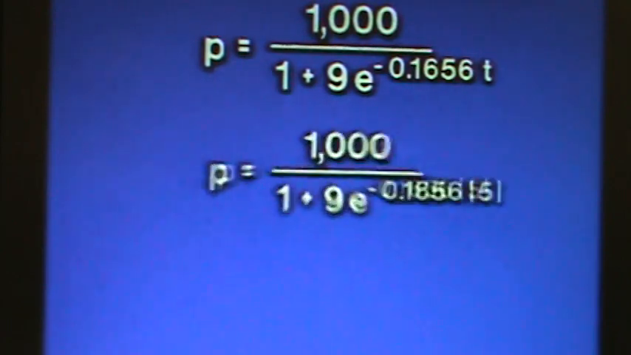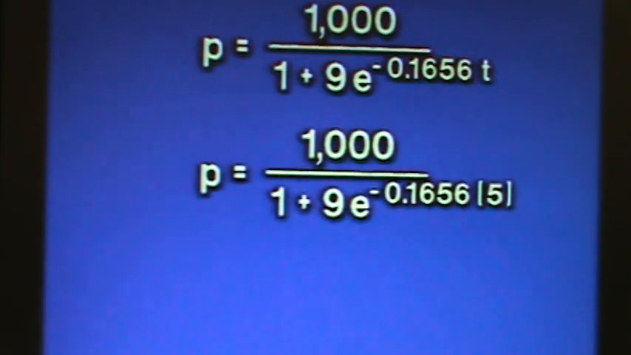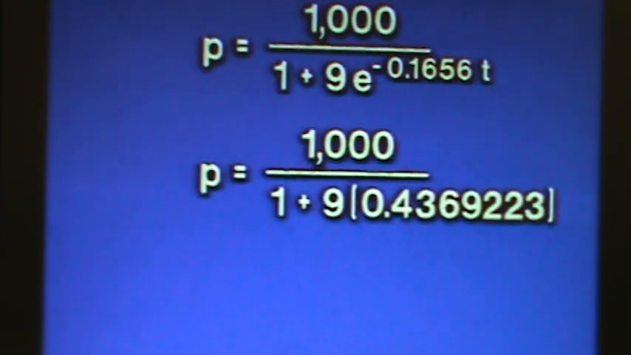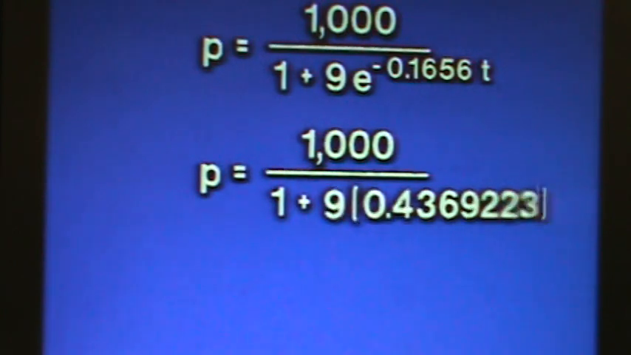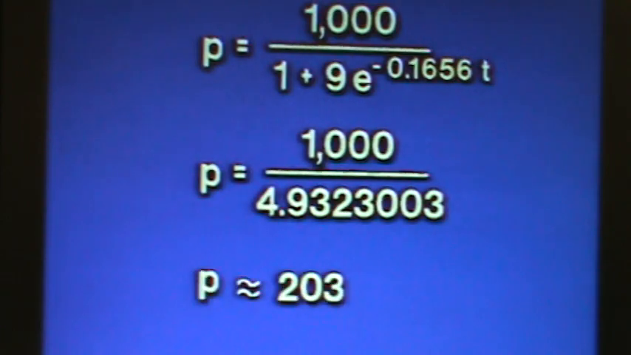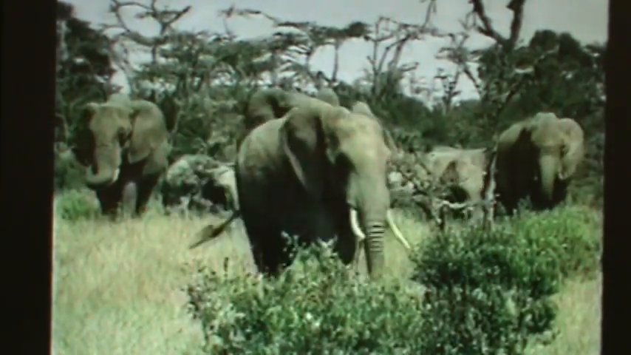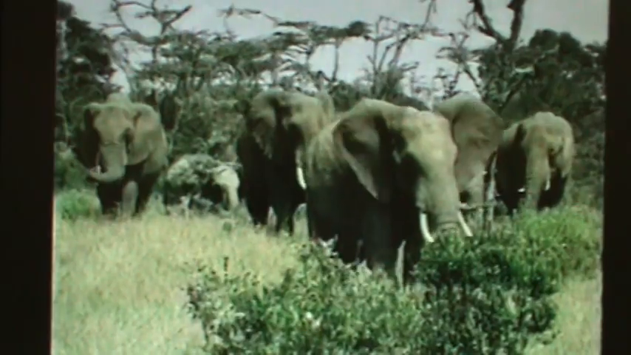In our problem, we were asked to find the population of the herd after 5 years. So we'll replace t with 5. Now let's go through the calculator sequence here. In the denominator, multiplying 5 times the decimal, and then raising e to that power. Then 9 times this long decimal, adding 1, and then finding the quotient, we discover that p is approximately 203. So the population of the herd after 5 years will be approximately 203 animals.